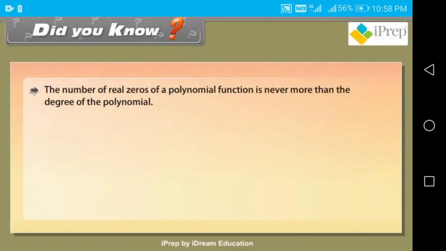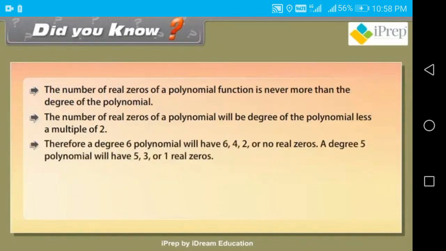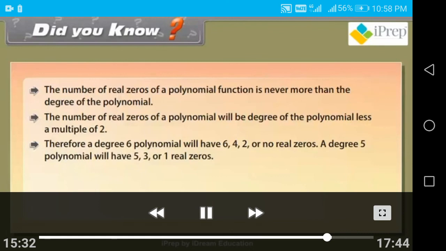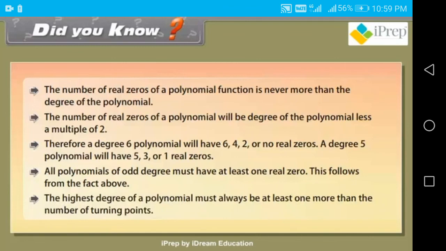Did you know? The number of real zeros of a polynomial function is never more than the degree of the polynomial. The number of real zeros of a polynomial will be the degree of the polynomial less a multiple of 2. Therefore, a degree 6 polynomial will have 6, 4, 2, or no real zeros. A degree 5 polynomial will have 5, 3, or 1 real zeros. All polynomials of odd degree must have at least one real zero. This follows from the fact above. The highest degree of a polynomial must always be at least one more than the number of turning points.